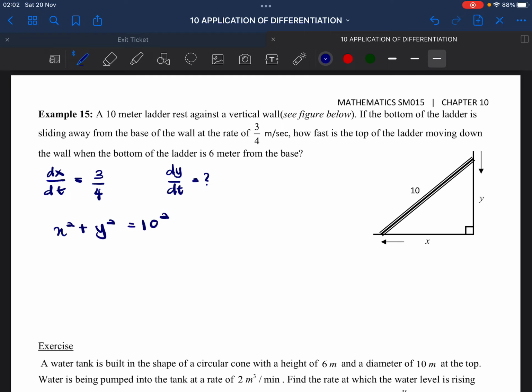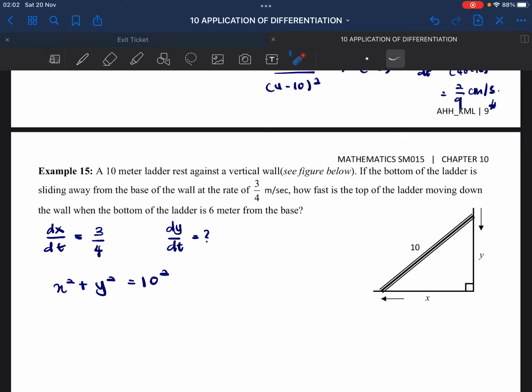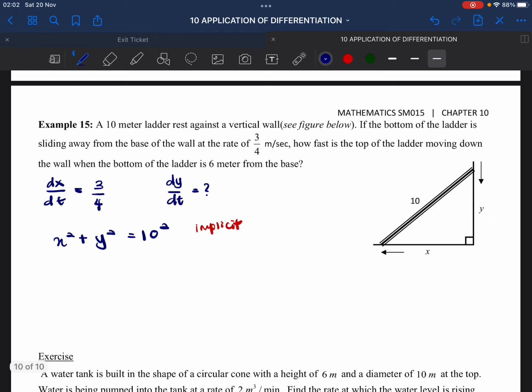Now, as I said before, from this part here, how are we going to differentiate without making x the subject or y the subject? You are going to apply implicit differentiation. So let's differentiate everything with respect to x.